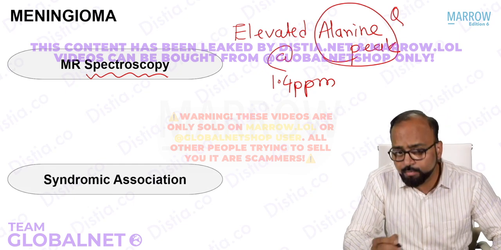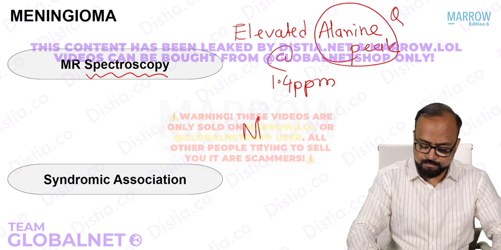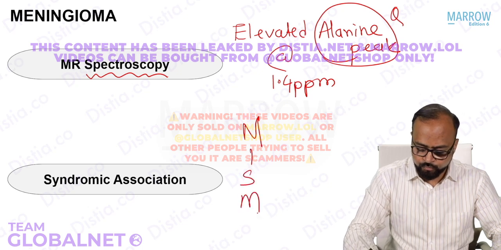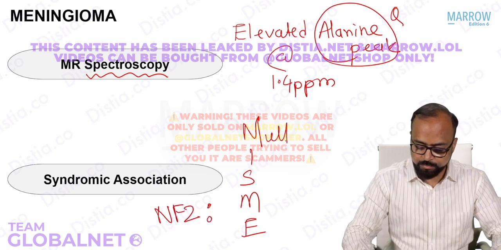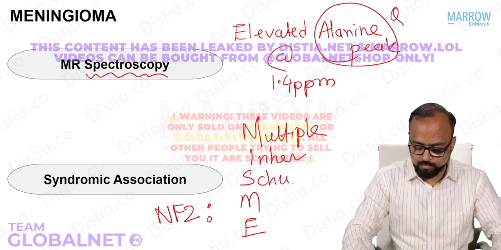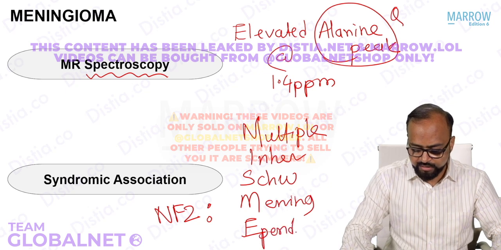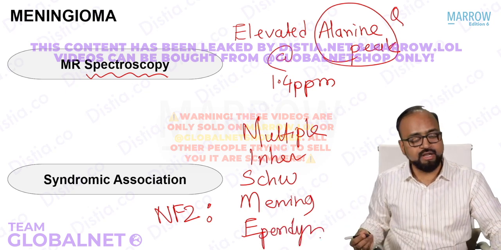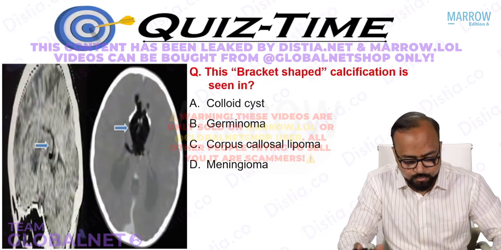Now, another syndromic association of meningioma is what is called MISME syndrome. What is MISME syndrome? It is neurofibromatosis type 2, right? So what is this? Multiple inherited schwannoma, meningioma, and ependymoma. Schwannoma, meningioma, and ependymoma, right? This is what is MISME syndrome. So that is the syndromic association with meningioma.